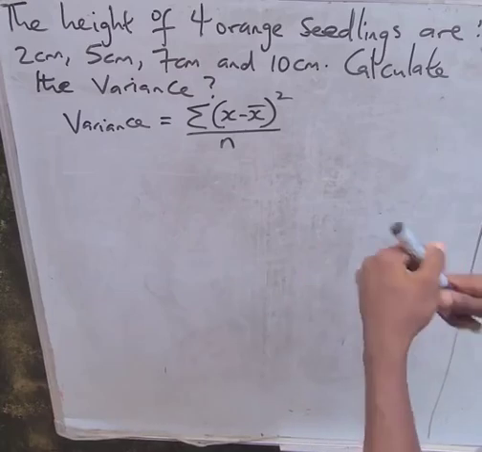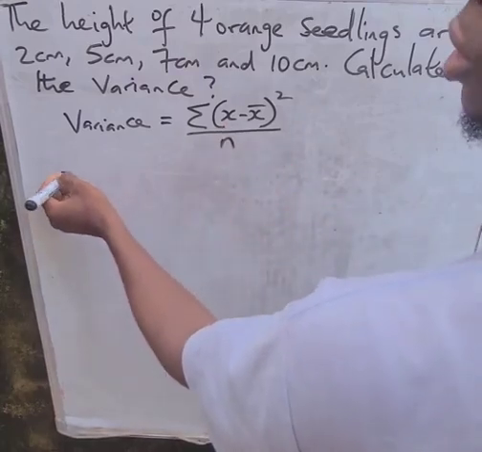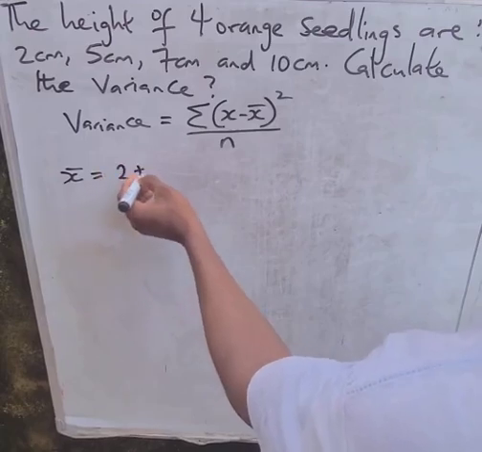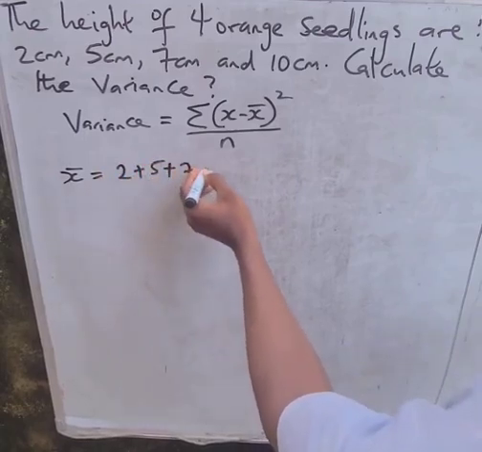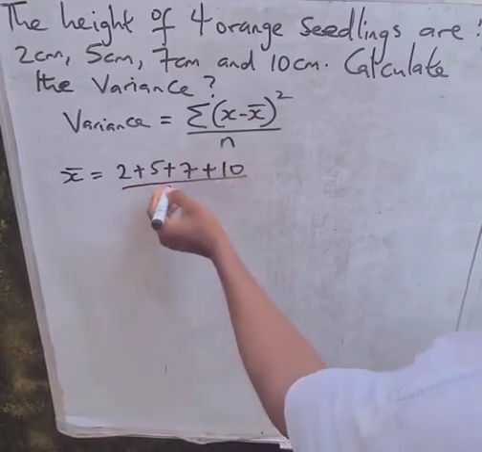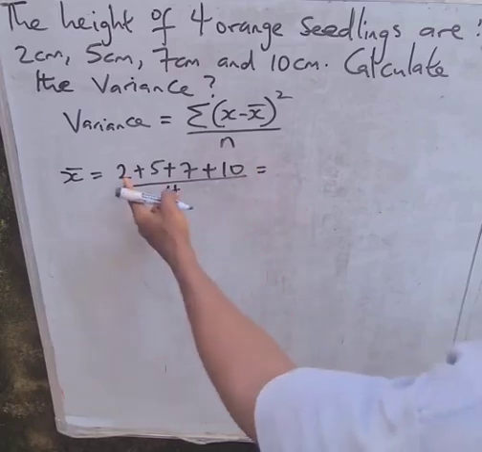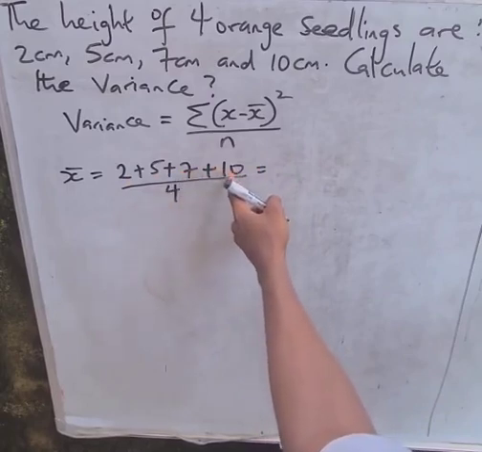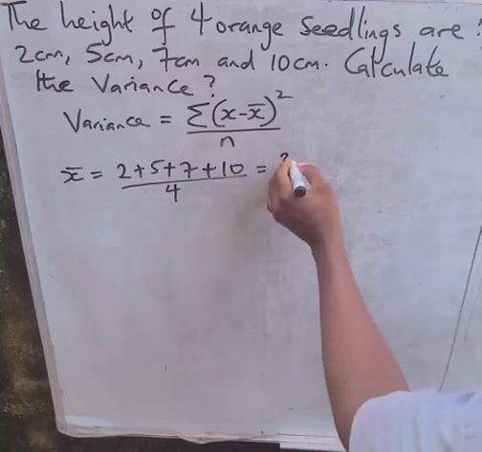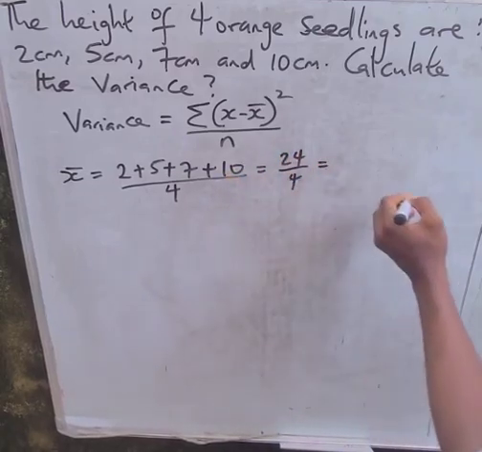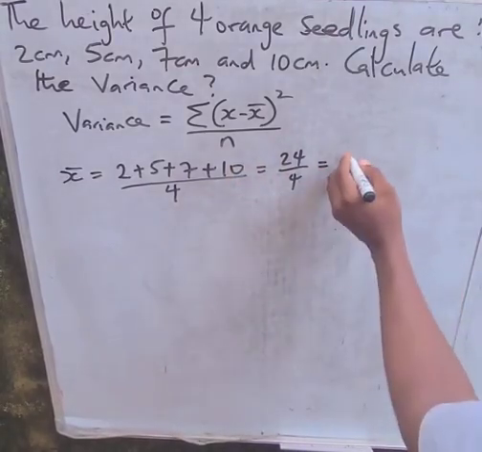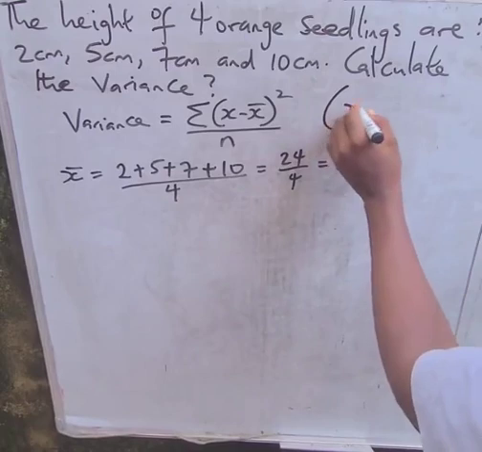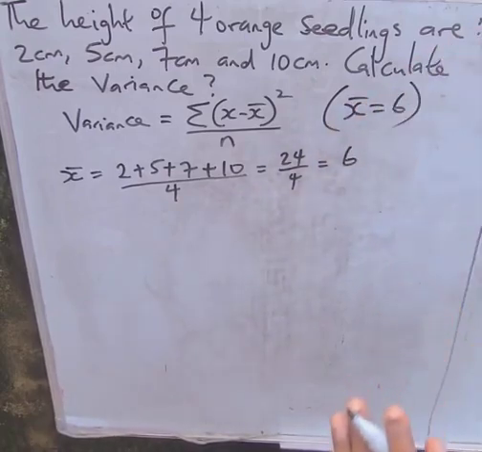Now let's solve this. Look at it. So we need to get your x bar, which is your mean. And how do you get your mean? The mean is 2 plus 5 plus 7 plus 10 over how many they are, which is 4. So this is equal to 2 plus 5 is 7, plus 7 is 14, and 14 plus 10 is 24. So you have 24 over 4, which is 6. So therefore, in this case, we have that x bar is equal to 6.